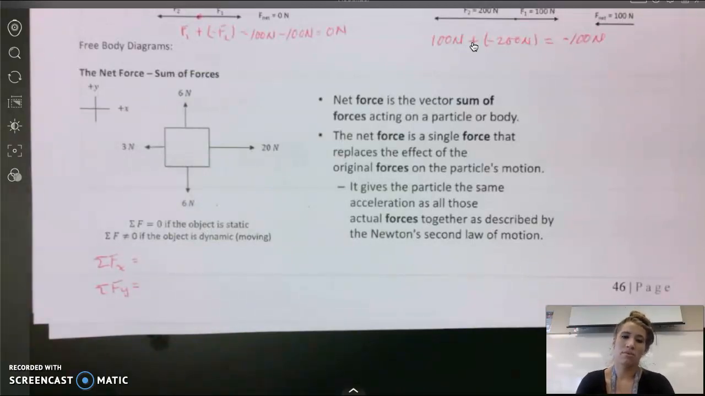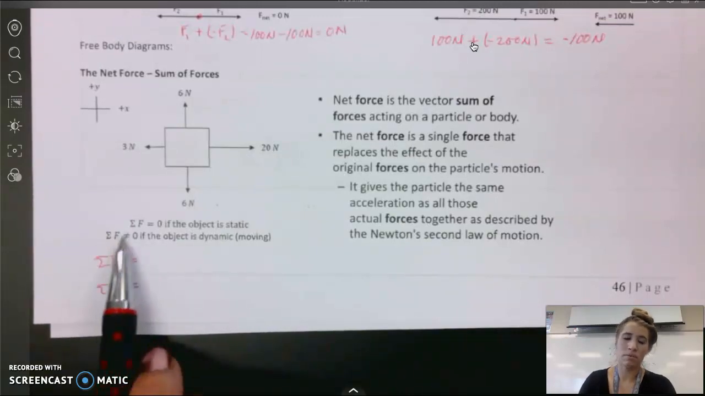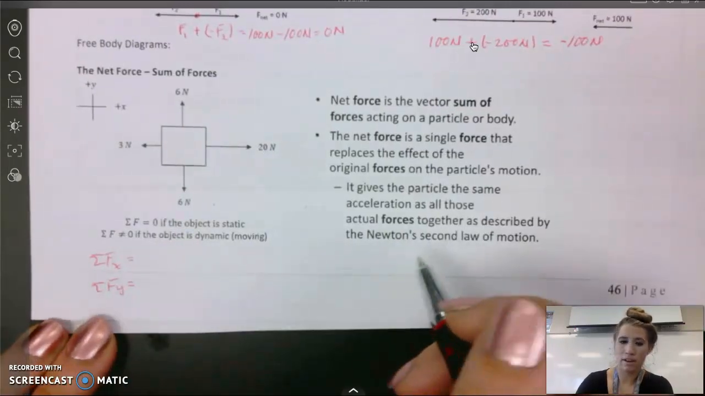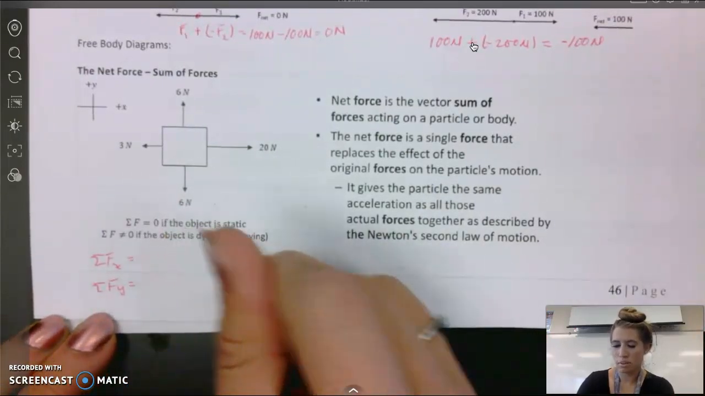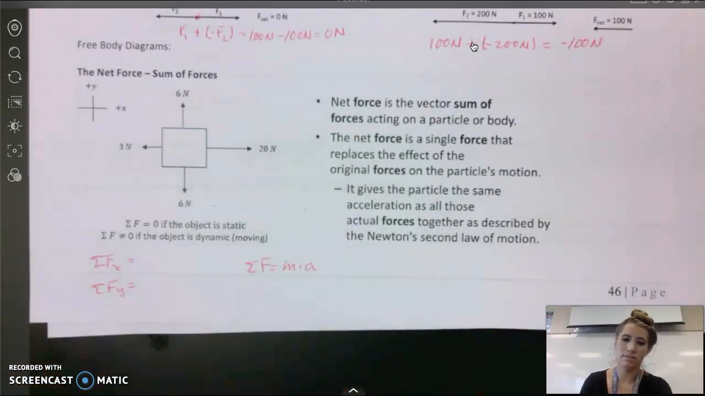When the sum of the forces does not equal 0, whether in the x, the y, or both, then it's dynamic, which means there's some form of acceleration happening. Another way of rewriting that original equation was the overall sum of the forces is going to be mass times acceleration.